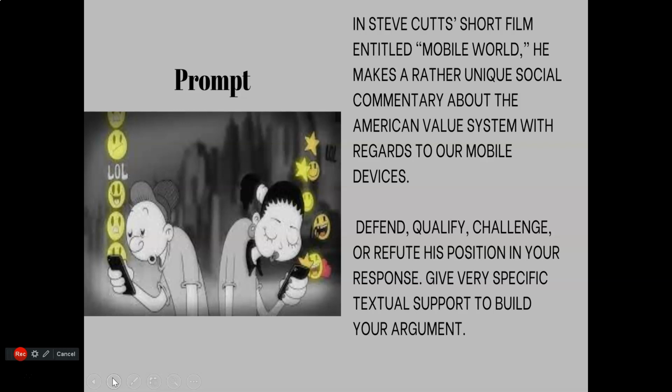Here's the prompt. It says, in Steve Cutts' short film entitled Mobile World, he makes a rather unique social commentary about the American value system with regards to our mobile devices. Students can defend his thesis, qualify, challenge, or refute. We talk about authorial intent a lot in my class. So they're going to defend his exigence, his thesis, or qualify, challenge, refute his position in their response, giving very specific textual support to build their argument. This is structured just like an FRQ3 on the AP Lang exam. I'm not doing it with my AP Lang students, I'm doing it with just Gen Ed juniors, but it's structured the exact same way as an FRQ3 because it's just a straight up nuts and bolts argument paper.